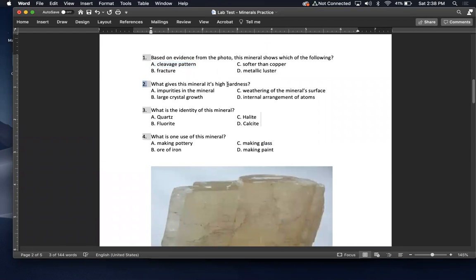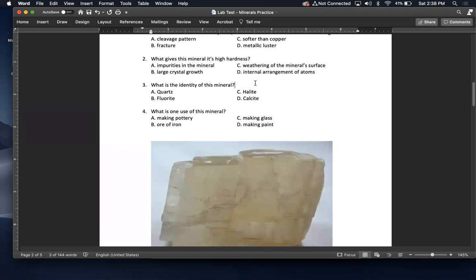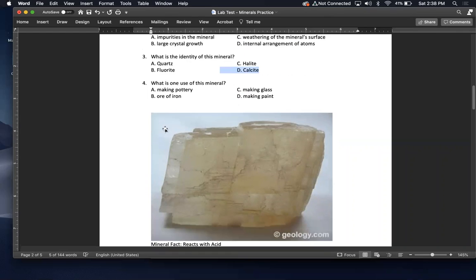This question is irrelevant because it doesn't have a high hardness. So I would ask maybe what gives this mineral its very distinct pattern of cleavage? Well, the answer would still be internal arrangement of atoms. Identity, we figured out it was calcite. For the use of this one, there are a couple of different uses for calcite. I think you might see sometimes pottery.